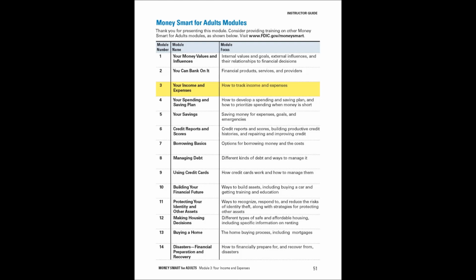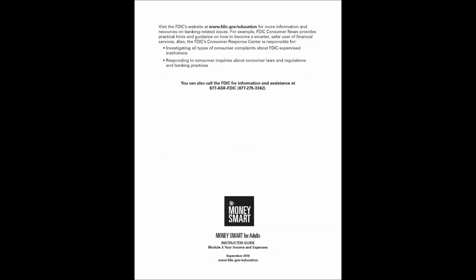In terms of looking at the overall curriculum for the Money Smart for Adults training, you'll find that Module 3 is right here close to the beginning of this training, and you'll see how it fits in. And that will conclude our overview and highlights of Module 3 for your income and expenses.